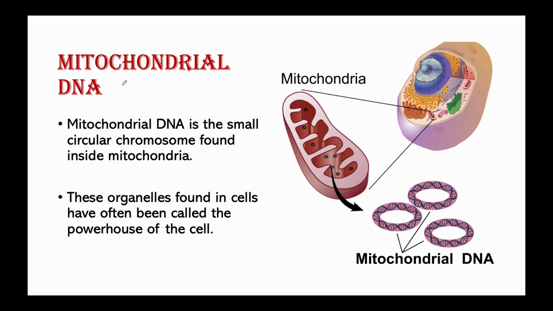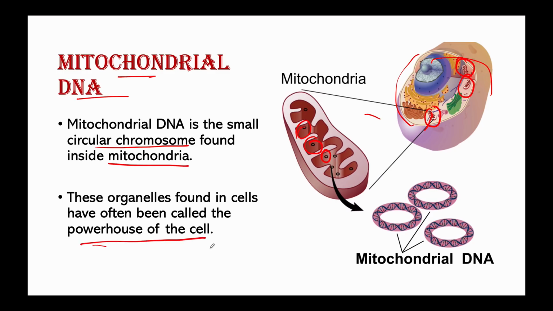Now coming to mitochondrial DNA. So mitochondrial DNA is basically a small circular chromosome which is found inside mitochondria. So this is a cell. In a cell there is mitochondria. This is mitochondria. So when we zoom into mitochondria, this one is the mitochondrial DNA, the chromosome. Here the DNA is contained. So these organelles found in cells have often been called the powerhouse of the cell. You all have read this until your 10th class.